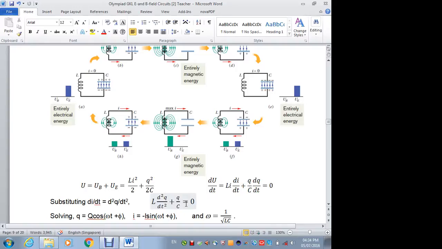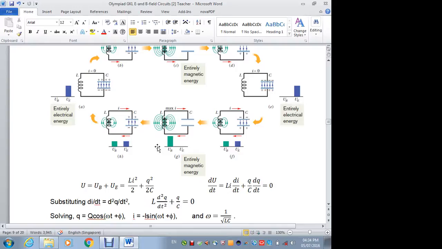Then if you solve this second order differential equation, the solution will be a sinusoidal solution. This is also in your H2 syllabus. Q will be big Q cos(omega t) or sin(omega t + phi), right? So it's either cosine or sine, no preference. Phi is just an angle that depends on the initial situation where you start off. So it's arbitrary, okay?